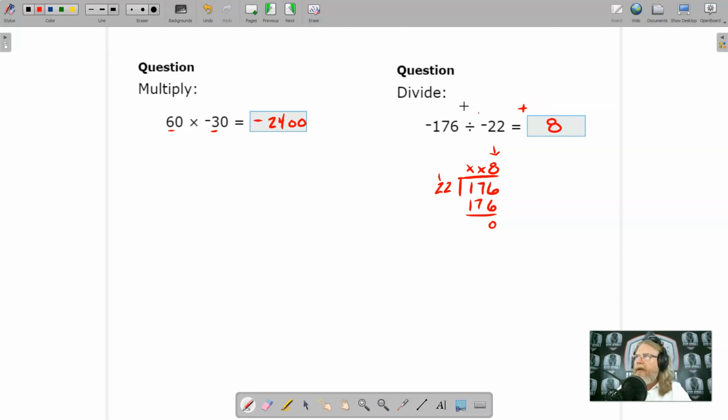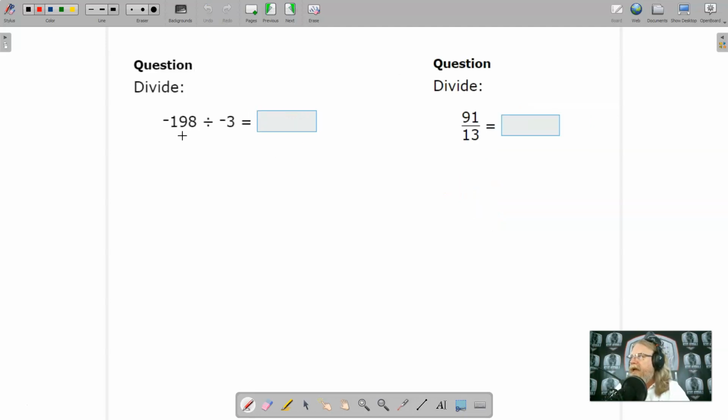Looking at the next slide, we have a negative divided by a negative, so this is going to be positive. And 198 divided by 3, so let's do 198, and let's divide that by 3. 3 will not go into 1, so no number is going to go here. 3 will go into 19, 6 times, 18. All right, subtract those, we get 1. Bring down the 8, and 3 will go into 18 again 6 times, and that's going to equal 18. That leaves us with 0, so our answer is 66.